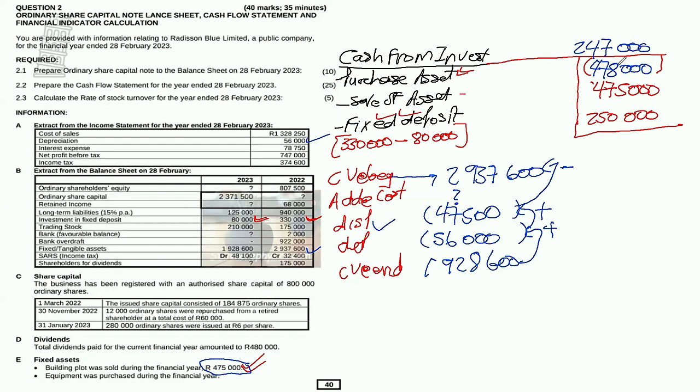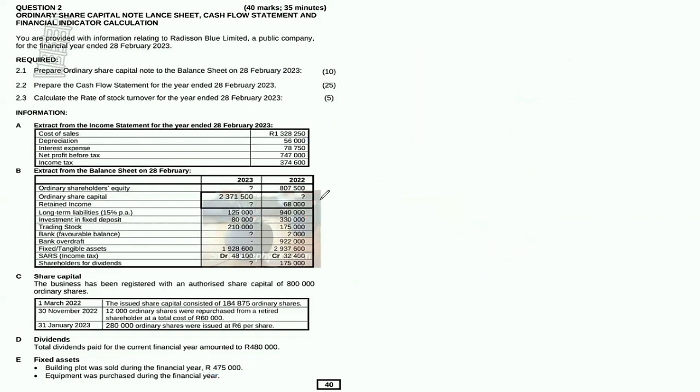So now our total for investing activity is 247,000. Remember to show the calculation here. Because of the space, I won't be able to show these calculations. So now our cash effect from investing activity, our final answer, is 247,000.